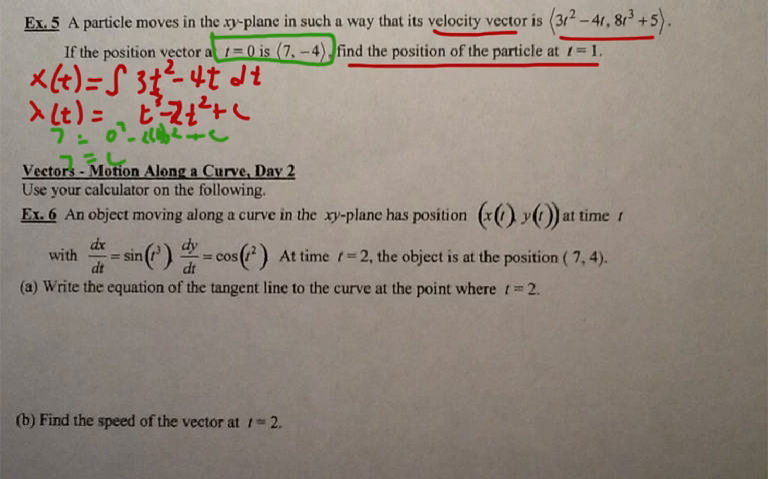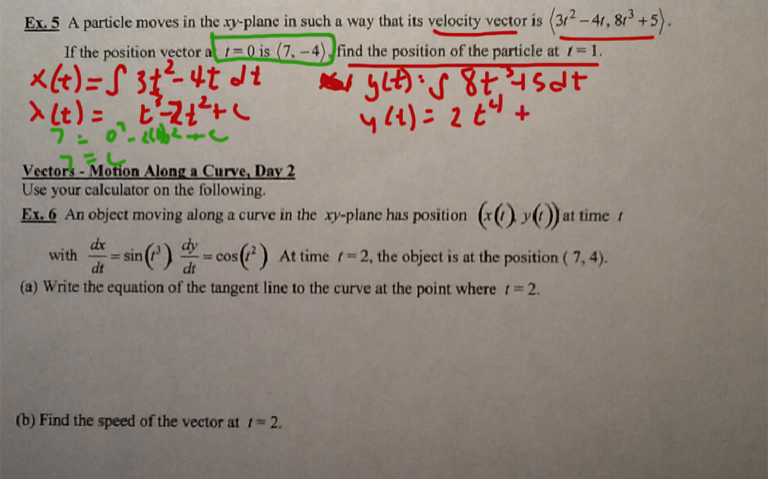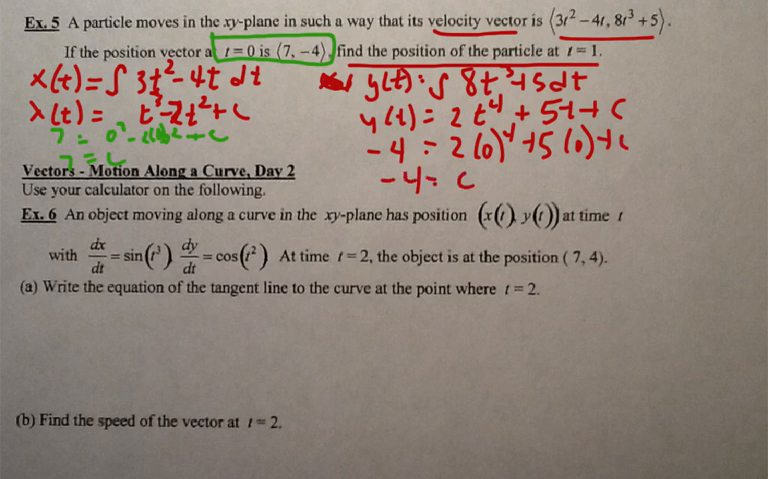Now I'm going to do my y. y of t is equal to the integral of 8t cubed plus 5 dt. So y of t is equal to 2t to the 4th plus 5t plus c. And again, I know that my y value is -4 when my time is equal to 0. So that makes my c value equal to -4.